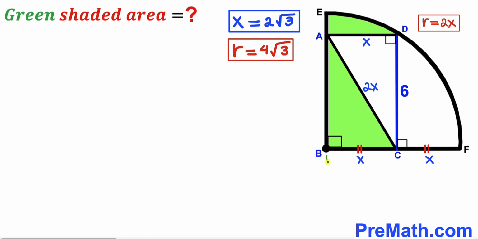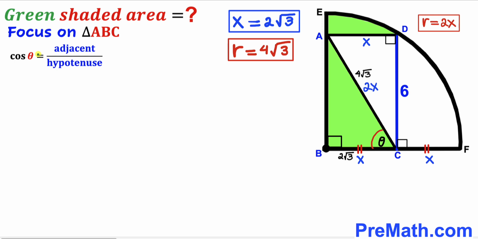So therefore this segment BC turns out to be 2 times square root of 3. And likewise this diagonal AC turns out to be equal to 2 times x, which means it's going to be 4 times square root of 3. And here's our next step. Let's focus on this right triangle ABC, and I'm going to label this angle ACB as angle theta.